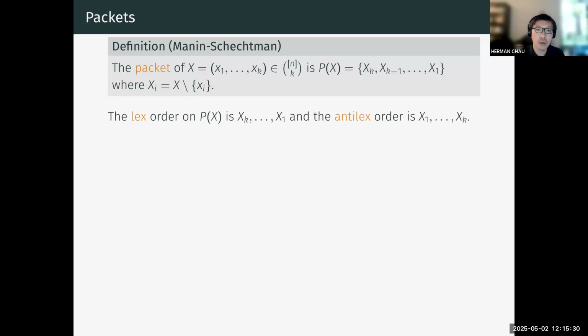The lex order on the packet is going to be X_k through X_1, because in X_k you delete the largest element, so that corresponds to the lexicographically first element in the packet. The anti-lex order is just the reverse. So we can talk about how sets of size k commute. They commute if their packets have empty intersection. Another way to think about this is if two sets don't have enough overlapping elements, if their intersection is not of size k-1, then they'll be able to commute.